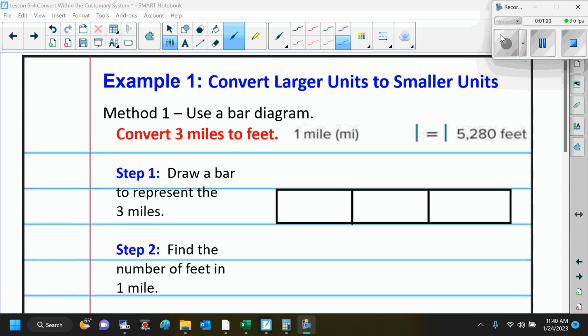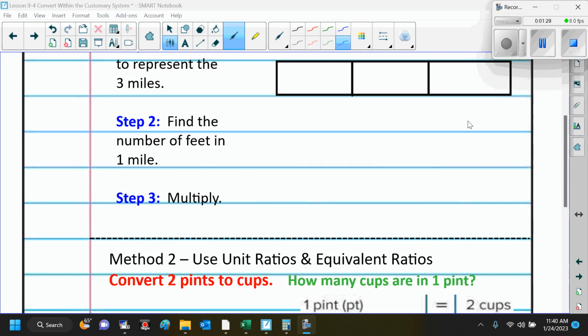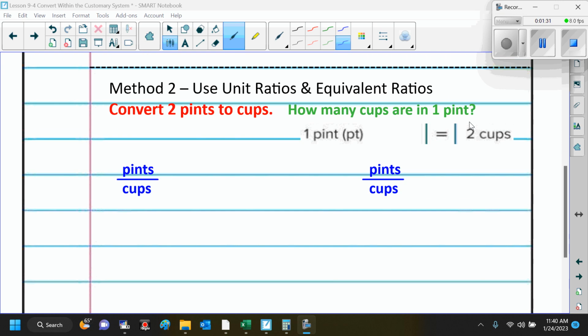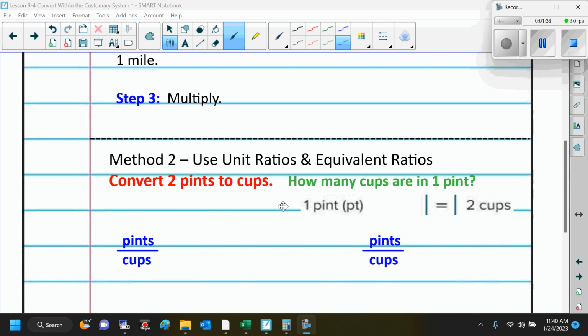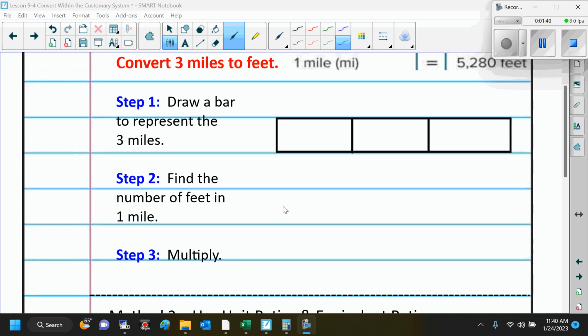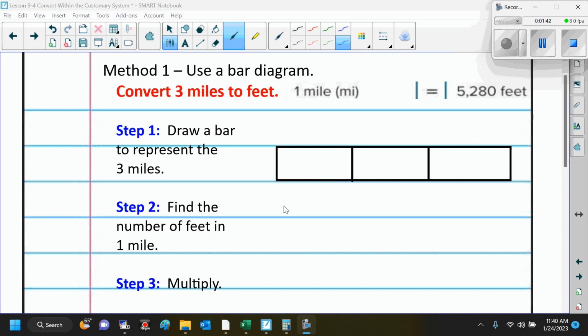So example 1 is convert larger units to smaller units. Method 1 is to use a bar diagram. Method 2 is to use unit ratios and equivalent ratios. This one is the one where we had the ratios and we did calculations, and with the bar diagrams, we are using pictures, the tape diagrams. I do want you to have the steps written down in your notes.